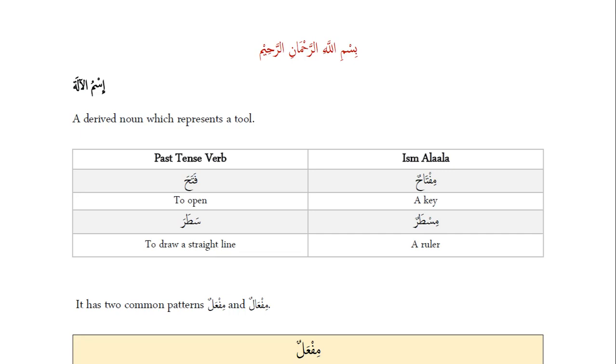So continuing on with the derived nouns, we'll look at now I think our fourth or fifth one, and it's Ismul Aalaa. So Ismul Aalaa is a specific derived noun which represents a tool. So let's take a look at some examples.